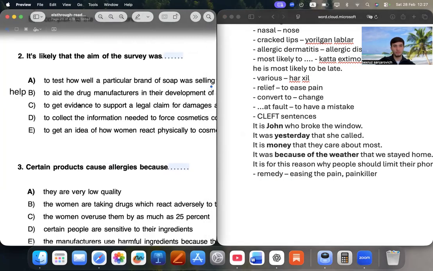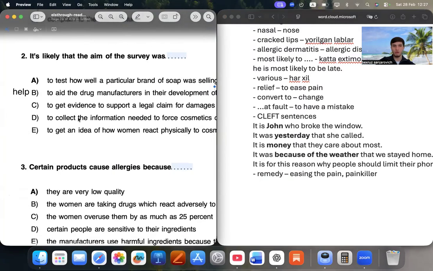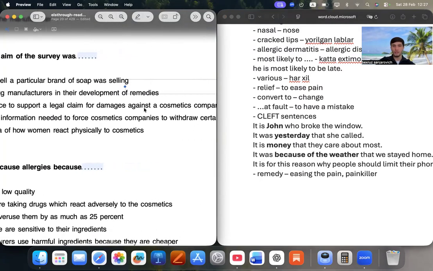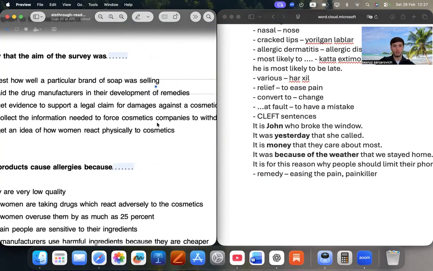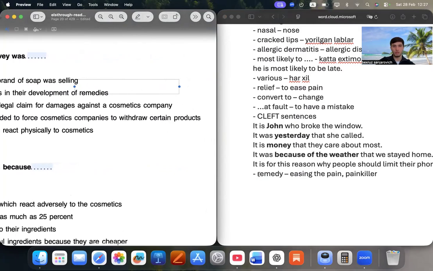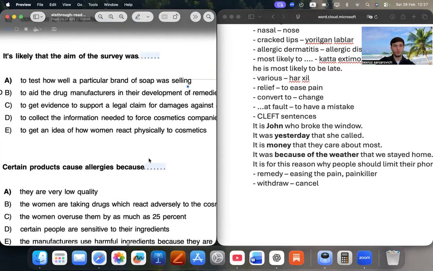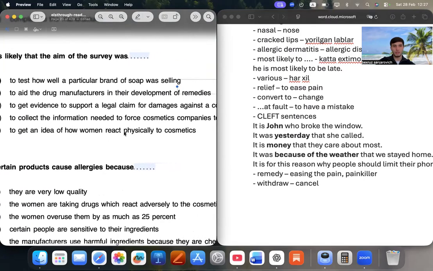To get evidence, to get proof to support a legal claim for damages against a cosmetics company? No, they didn't want to get any proof to go against a cosmetics company. To collect the information needed to force cosmetic companies to withdraw certain products. Withdraw means to cancel. To cancel. And to get an idea of how women react physically to cosmetics.